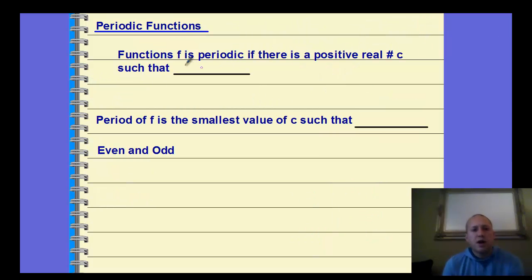So a couple more things. Periodic functions. A function f is periodic if there's a positive real number c such that f of t plus c is equal to f of t. So if you add c to it, you get the same as the original function. It's periodic. You've come back to the original answer. The period of f is the smallest value of c such that those two are still equivalent. So what's that smallest value it could be?